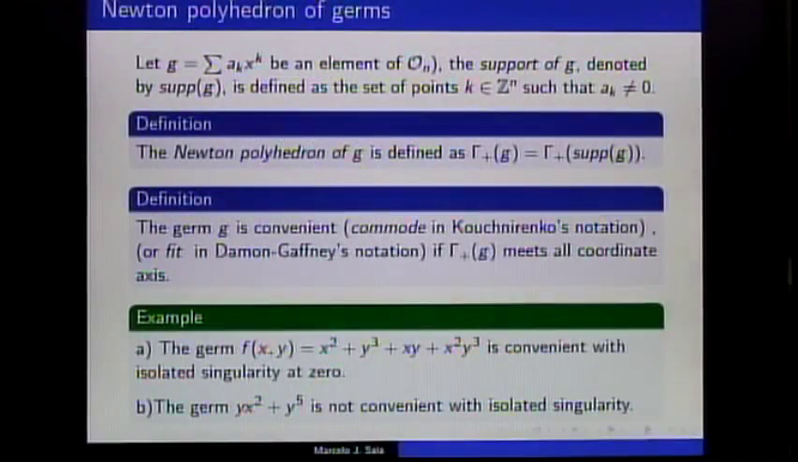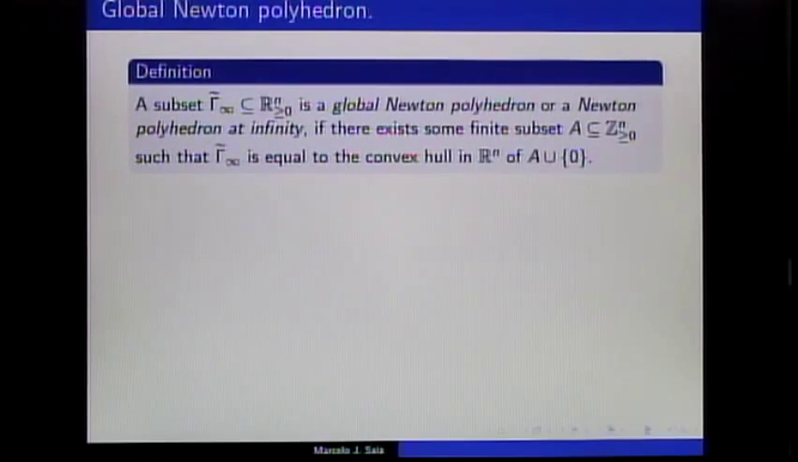I have two examples of convenient germs. The first one is convenient. The other one is not convenient because there is no pure term in the variable y, okay? But it can be with isolated singularity. I will restrict my talk just to convenient germs, just to make it easier to understand, not because the other is a problem, but it's easier to look at them.